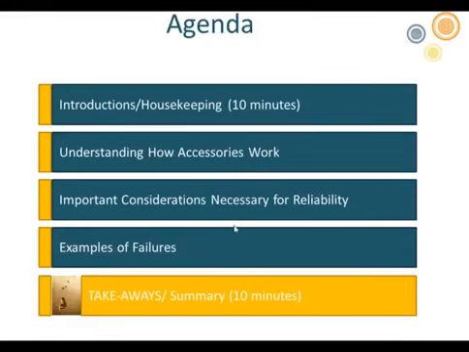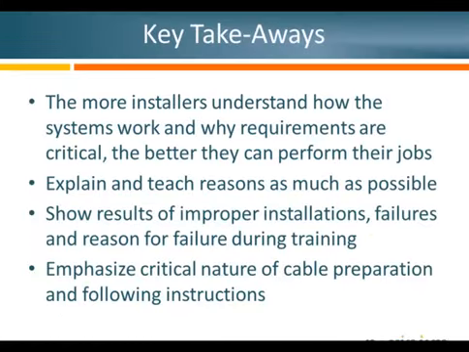Just because we're about out of time, I'm going to do the quick takeaways and summaries for you. And then if anybody wants to stay on, if we have a few more questions, we can answer those.